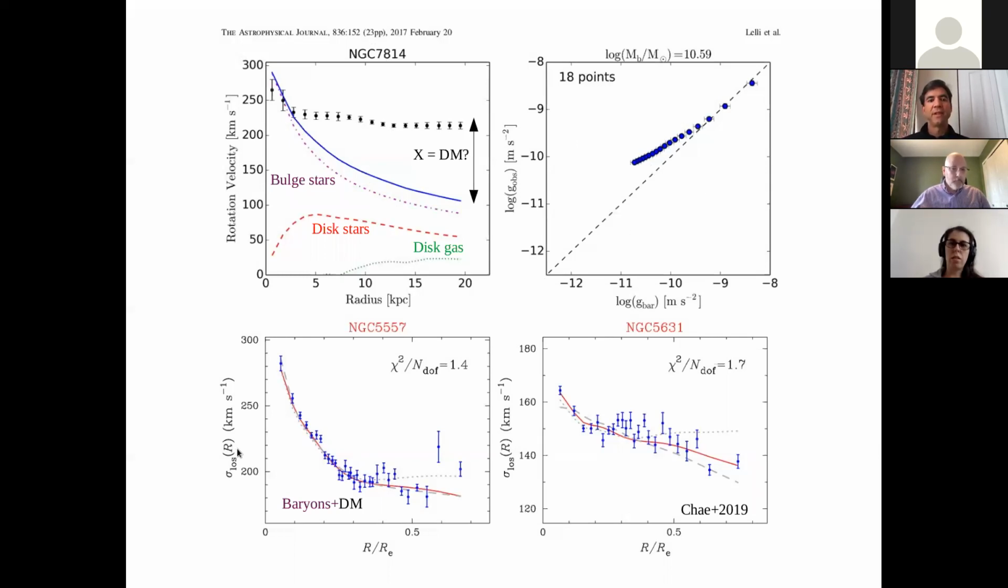The ellipticals have velocity dispersions rather than rotation speeds, but it's the same game. It's now easier with these IFU data sets to measure the velocity dispersion profile. And then you try to fit this profile using a combination of baryons plus dark matter. Once you've made this fit, you can plot the observed acceleration, so the total acceleration, and the piece due to the baryons.